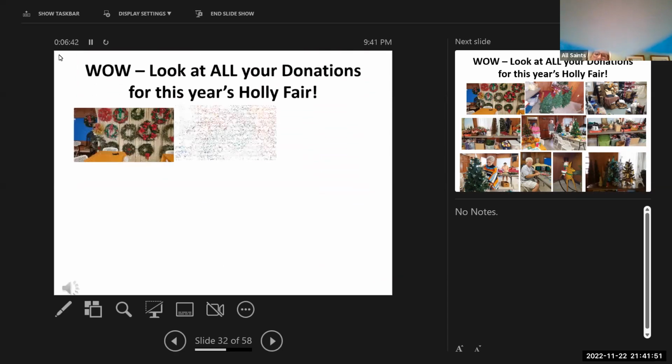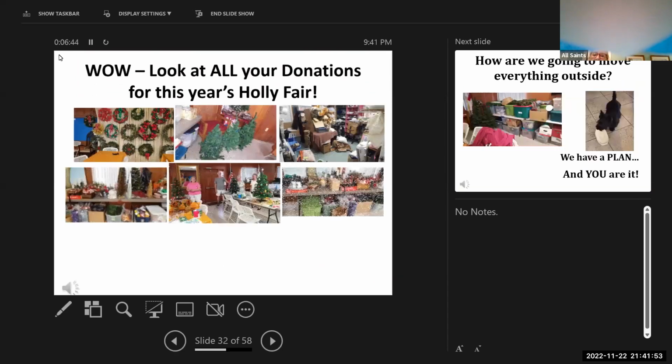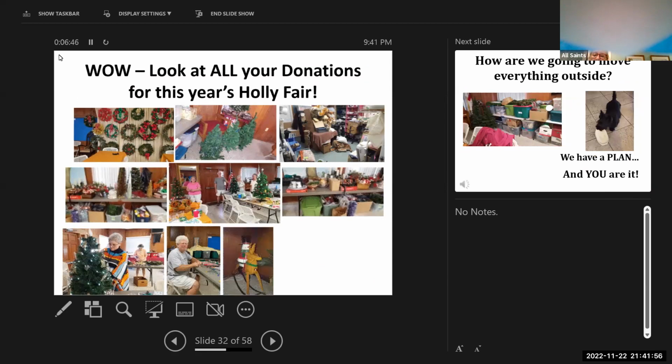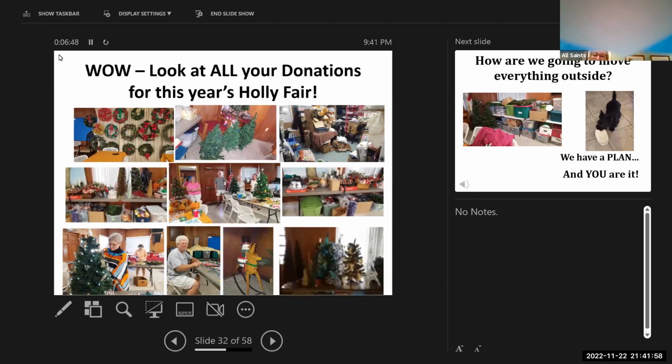Now, these are all the things that we've had donations for this year. Of course, this is what we have here. We've already sold a few things. I don't want to sell too much ahead of time because I want some stuff out there for when the public comes. And these are some little trees, and you can see over there, we've already got people working on them to get them decorated. And this is just all the stuff in one of the rooms that we have to haul outside. This is just more stuff.